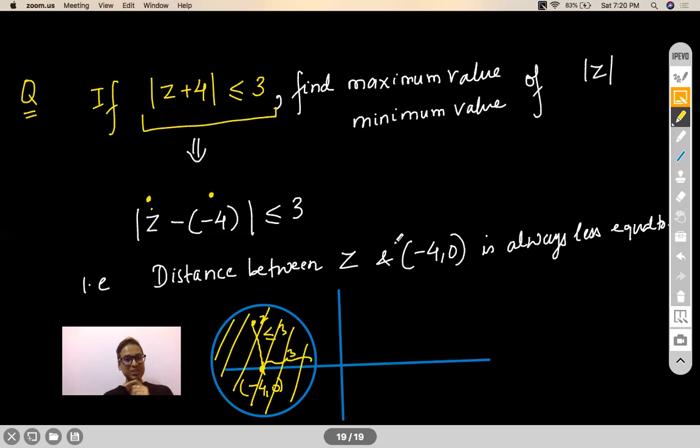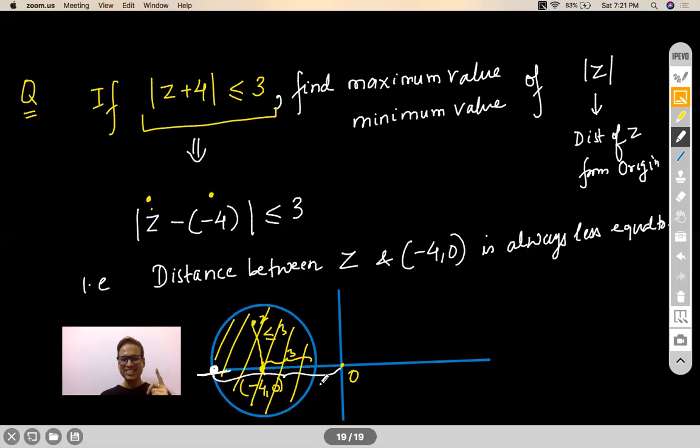Now, what is the question asking you? What is the maximum value of any point on this from the origin? This means what is the distance of z from the origin, max value. So the max value will be when you're looking at this point, which will be at max distance from the origin. So this answer will be 7. And the min distance will be when you're looking at this point, and this answer will be 1.